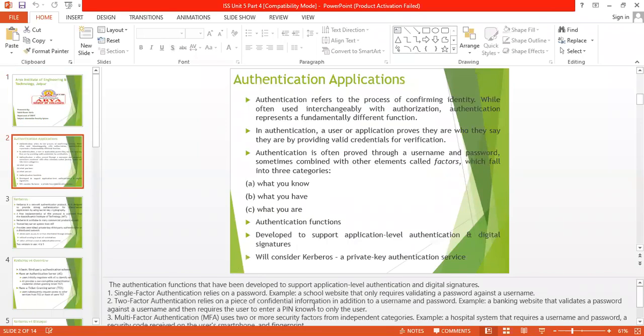Basically, first of all, what is authentication? Authentication refers to the process of confirming identity, meaning confirming the identity of the sender and the receiver. Identification is required in many things such as digital signatures, cryptography, and hash functions. Authentication and identity are very important.